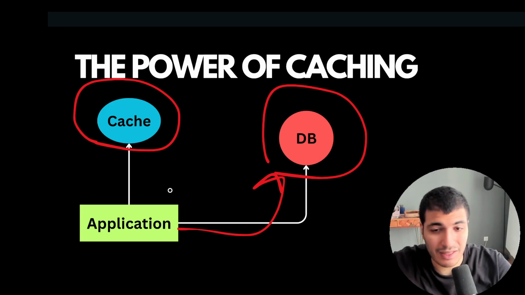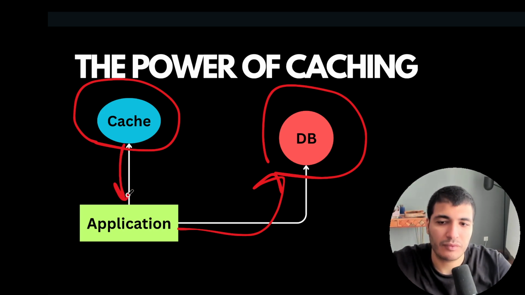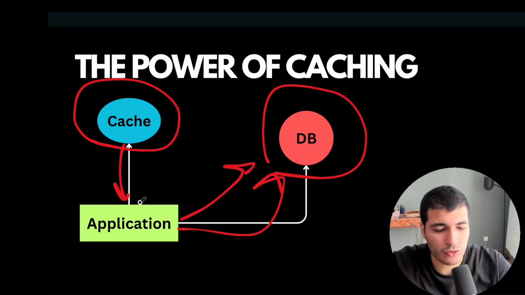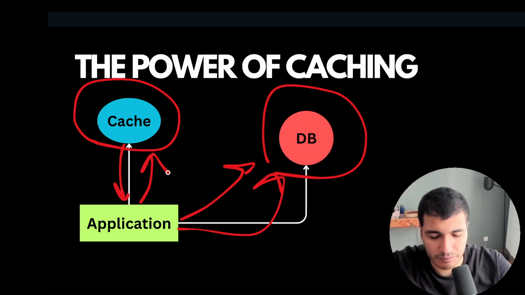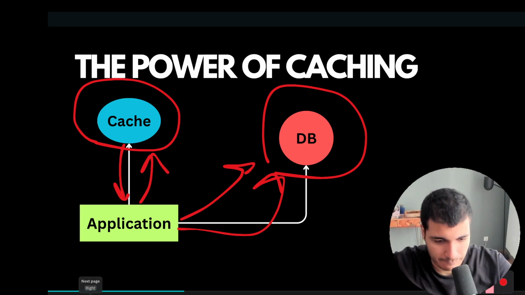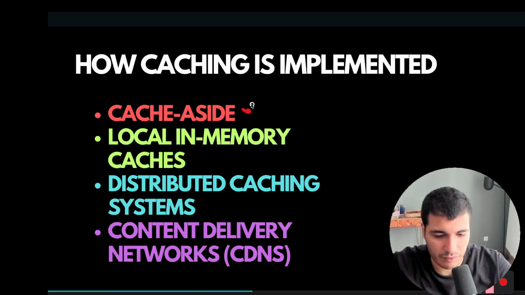If the data exists in the cache, we call this a cache hit. It grabs it and serves it to the user. If it's not there, we call this a cache miss. So the application will fetch it from the database and store it in the cache for future use, and the cycle continues.